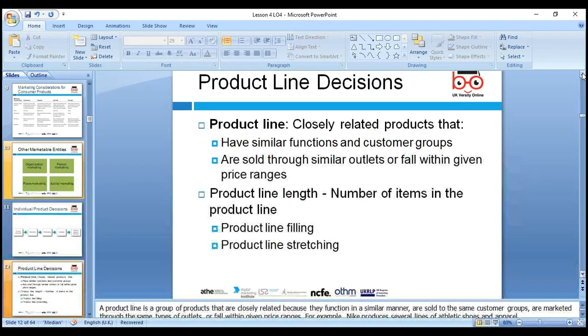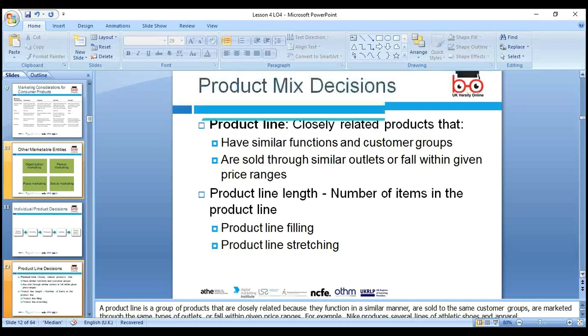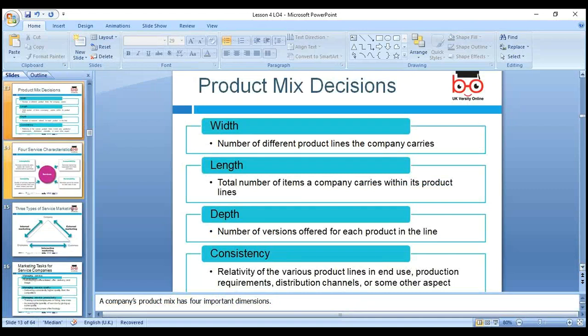A product line is a group of closely related products that have a similar function, are sold to the same customer group, are sold through similar outlets, and fall within a similar price range. For the product line, we can look at product line filling and product line stretching; we can reduce them, or we can lengthen them. The product mix decision covers the number of different product lines the company can carry, and the length is the total number of items the company carries within the product line.